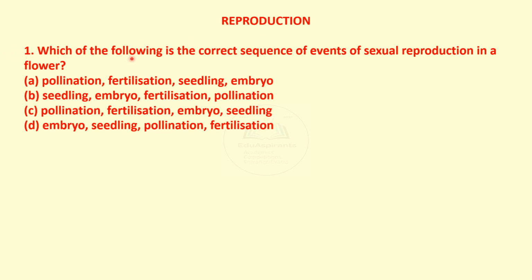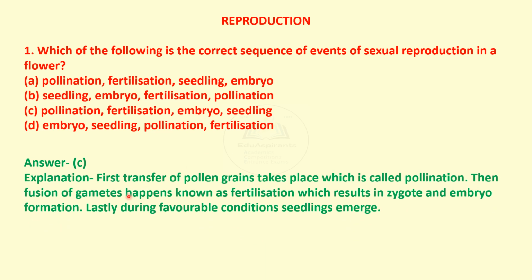1. Which of the following is the correct sequence of events of sexual reproduction in a flower? Pollination, fertilization, seedling, embryo; seedling, embryo, fertilization, pollination; pollination, fertilization, embryo, seedling; or embryo, seedling, pollination, fertilization. Let us see the answer. It is C. Pollination, fertilization, embryo, seedling.